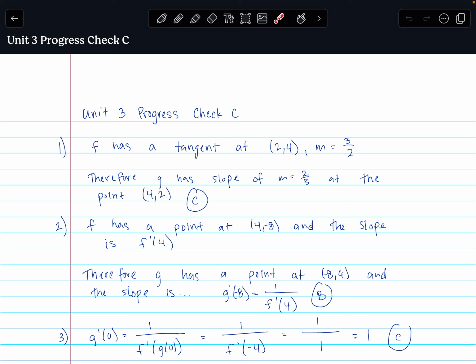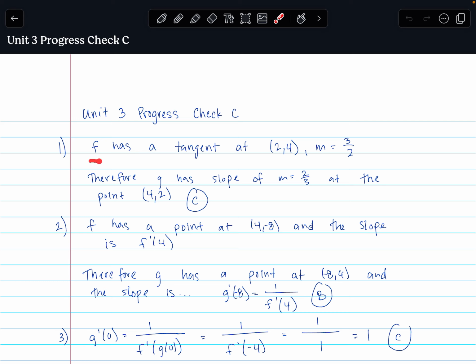So for the first problem, we're given a graph, and the graph kind of looks like this right here, and it's got a tangent line, right? It says the graph is the increasing differentiable function f, and also shown is a line tangent to the graph of f at the point (2, 4). g is the inverse of f. Which of the following statements about g prime is true?